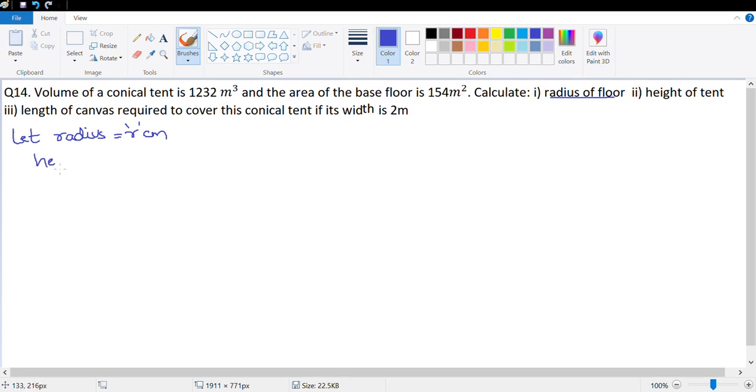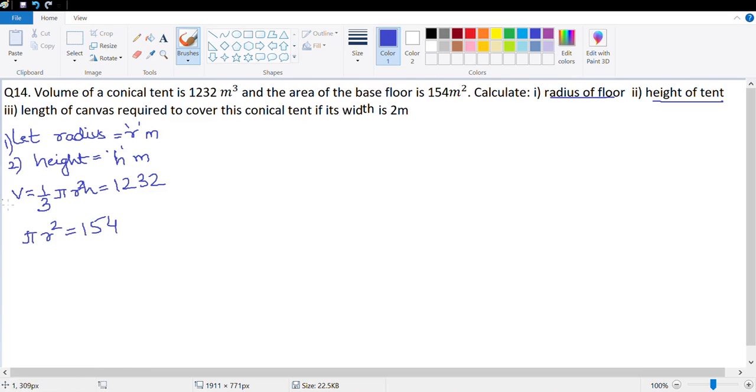So let height be, not centimeter, the question is in meter, so we will keep the unit as meter. No point in getting into conversions. So that's h meter. That's what we need to calculate. Length of canvas required, and what is given is V is equal to 1 by 3 pi r square h is given equal to 1232, and area of the base, which is area of the circle, pi r square, is given equal to 154. That's 0.1, 0.2, 0.3 and 0.4.